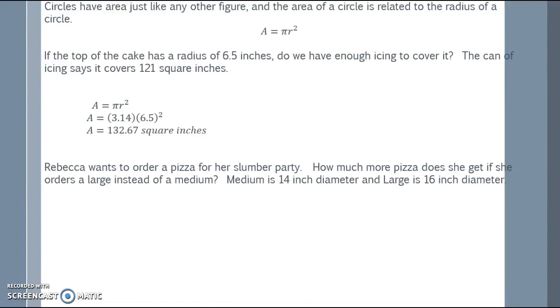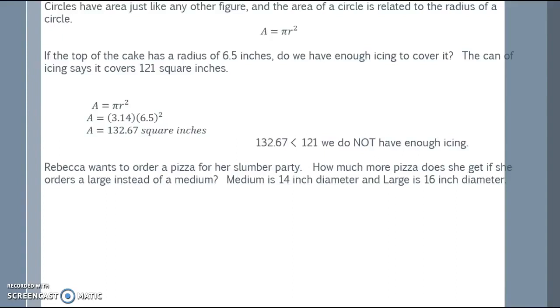So if I use my order of operations, I see that 132.67 square inches is the area of the top of the cake. However, our icing only covers 121 square inches. So since 132.67 is not less than 121, the area we have, we do not have enough icing, since this does not make a true statement.